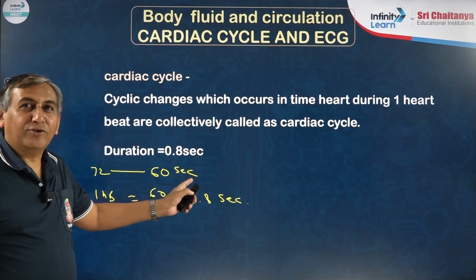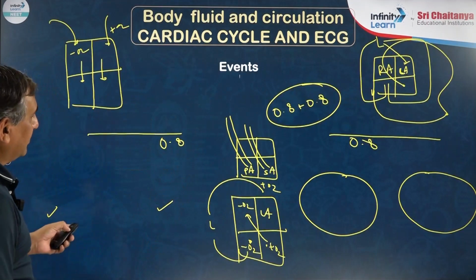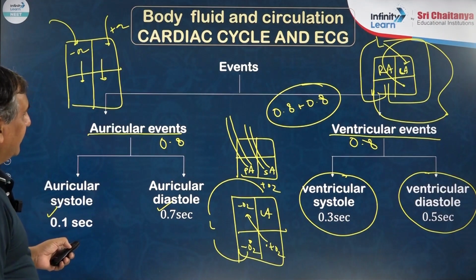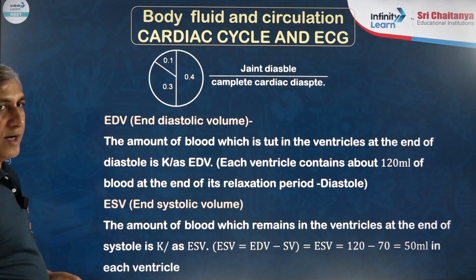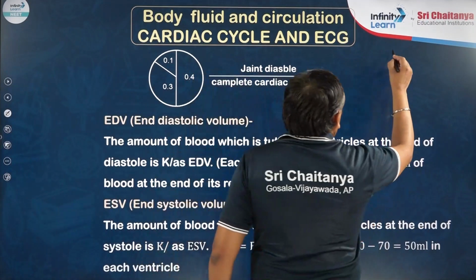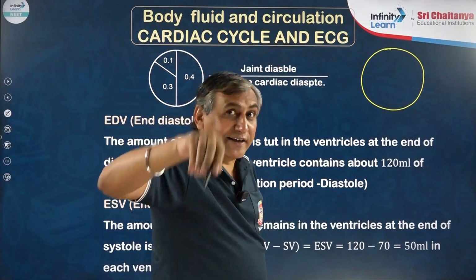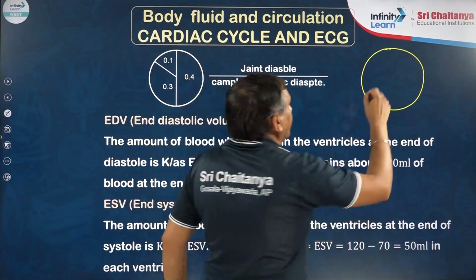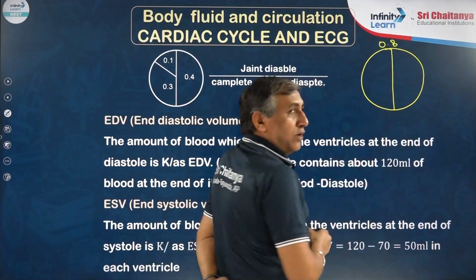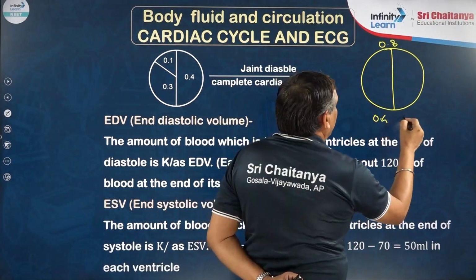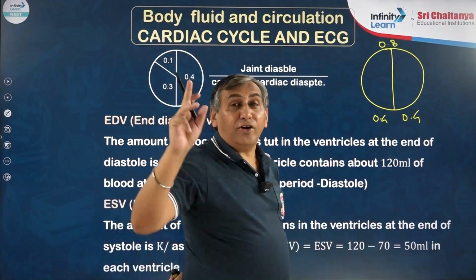First point: why is the duration of the cardiac cycle only 0.8? Because when there is contraction in one chamber of the heart, there is relaxation in the other chamber. This is the one that you have to remember. Now, try to get this. This is the 0.8 cyclic event, the cardiac cycle. So just see, total duration 0.8. I divided it into two halves. This is 0.4, this is 0.4. Am I right? What is the duration of auricular systole?